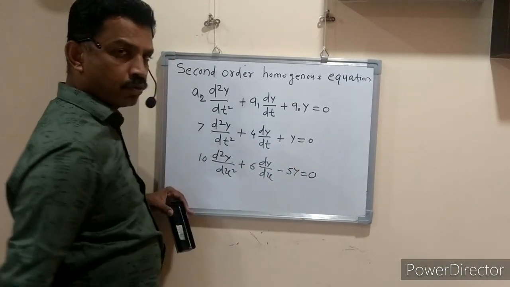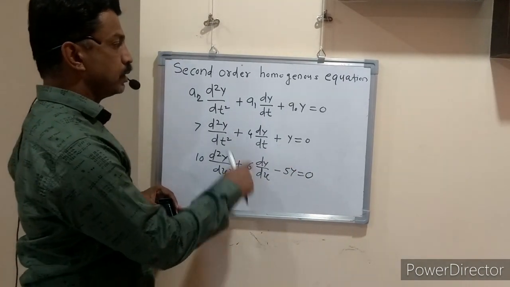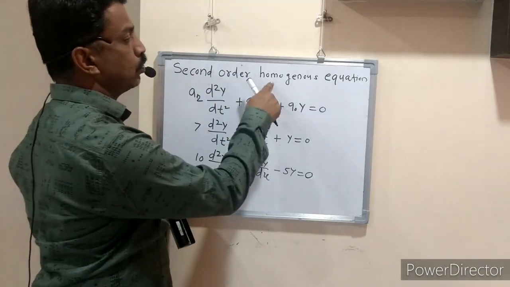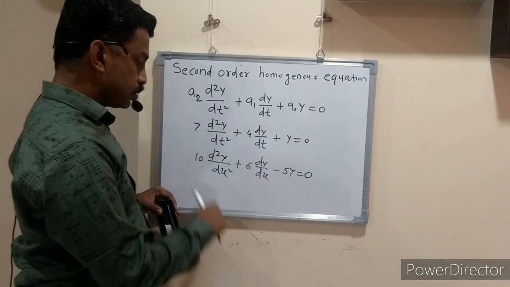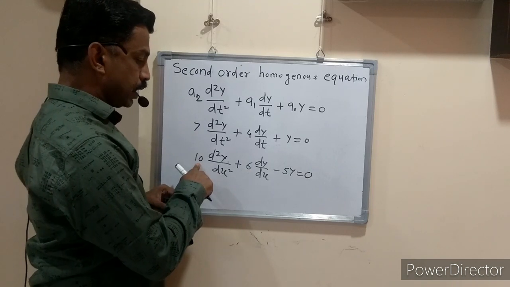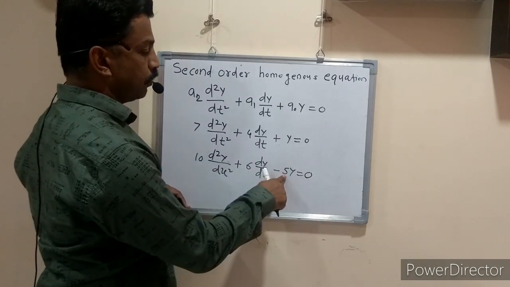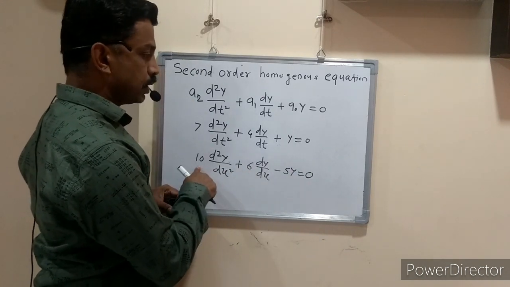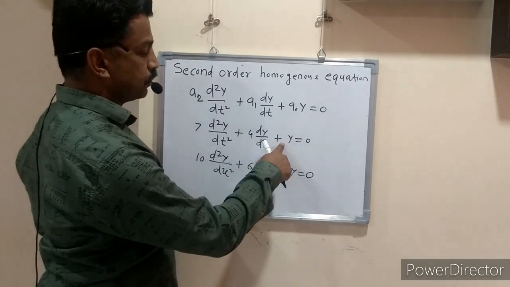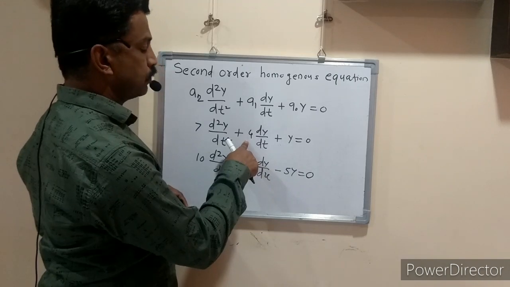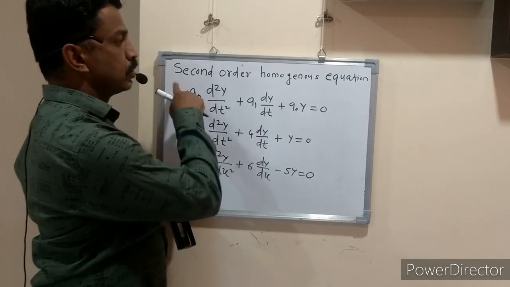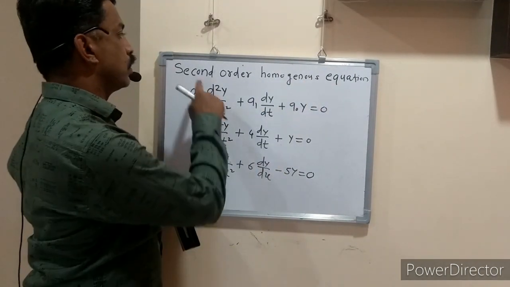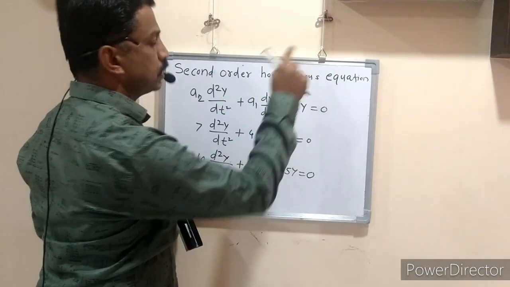So here we take 0, and therefore such type of equation is known as second order homogeneous equation with constant coefficients. The constant coefficients are 10, 6 and 5. The value of a0 is minus 5, the value of a1 is 6, the value of a2 is 10. Here the value of a0 is 1, the value of a1 is 4, the value of a2 is 7. Such type of equation is known as second order homogeneous equation.